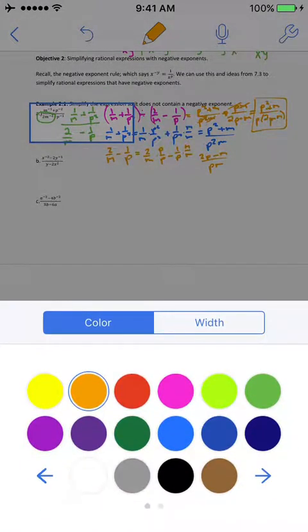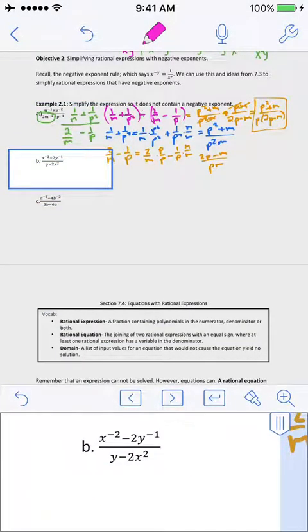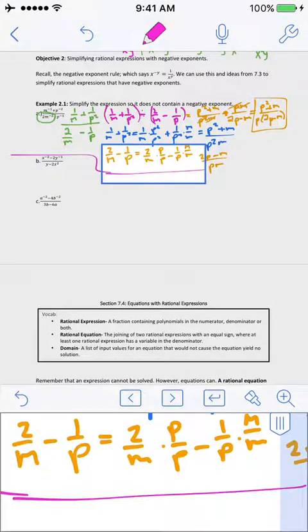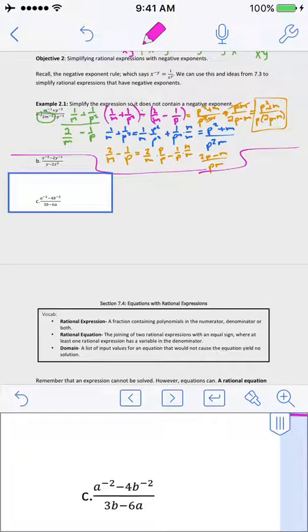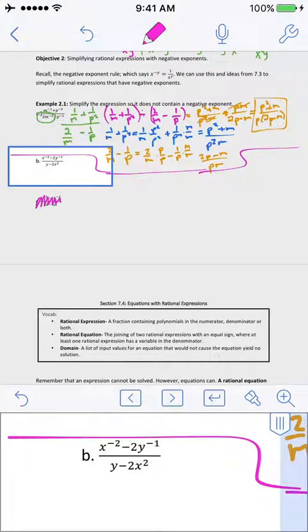I'm only going to do one more because I feel like I'm going to need the room. I'm going to do this problem. I'm not going to do this one. I'll probably do it in class, but I'm not going to do it here.